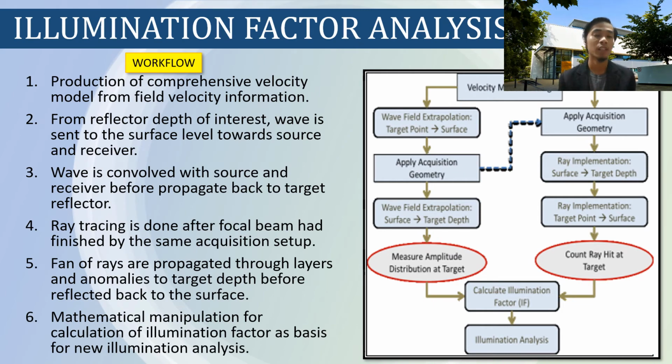Illumination factor analysis starts with the production of a comprehensive velocity model from field velocity information. Then, from the reflector depth of interest, a wave is sent to the surface level towards the source and receiver. The wave is convolved with the source and receiver before being propagated back to the target reflector. The ray tracing is done after the focal beam has finished, using the same acquisition center. Fans of rays are propagated through layers and anomalies to the target depth before being reflected back to the surface. Lastly, mathematical manipulation is used to calculate the illumination factor as the basis for the new illumination analysis.